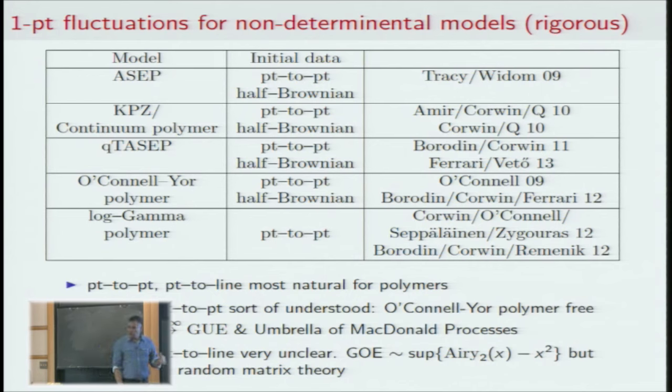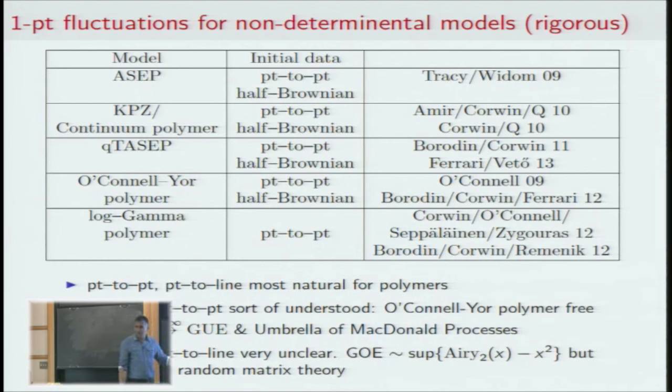So the GUE is sort of understood because you have some polymers. Actually, Alexei showed one in his talk. And then there's the O'Connell-Yor polymer, for which you can get GUE from the model exactly, as beta goes to infinity or some parameter. And then you have this umbrella of Macdonald processes, which also explains this GUE in the point-to-point case.